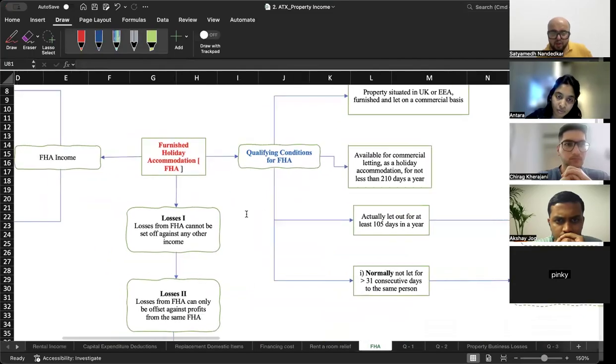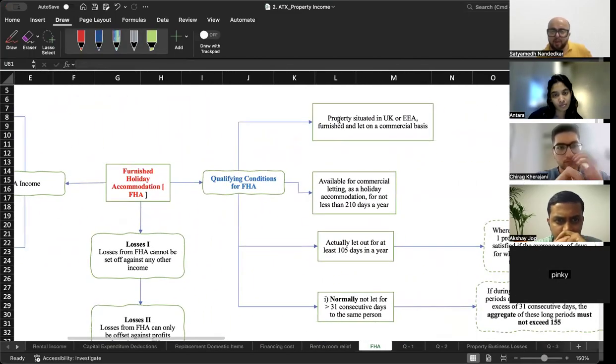How does a furnished holiday accommodation work? Furnished holiday accommodation, the property should be situated in the UK or EEA, furnished and let on a commercial basis. Or, sorry, "or" nahi, and. This is the first condition. Property has to be situated in UK or EEA. What is EEA? European Economic Area. है ना? And it has to be let out on a commercial basis. It's fully furnished accommodation, which are basically like holiday homes and villas that you are giving out on commercial rent.